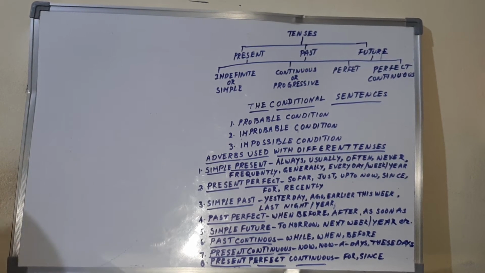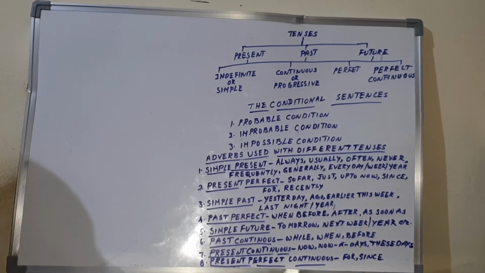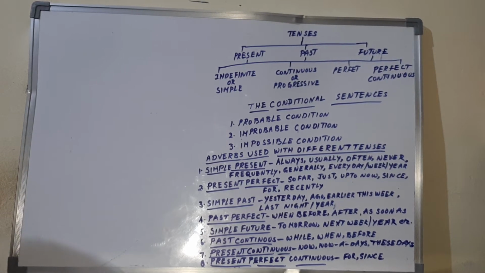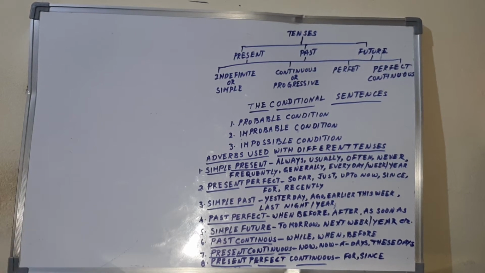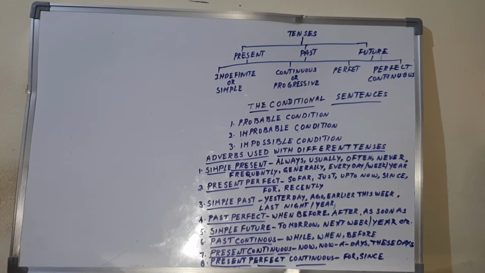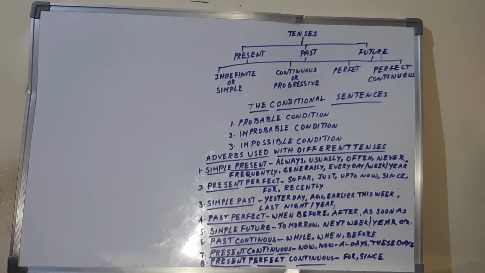There are three tenses: present tense, past tense, and future tense. In the present tense there are four types: simple present, present continuous, present perfect, and present perfect continuous. In the past tense also: simple past, past continuous, past perfect, and past perfect continuous. In the future tense also: simple future, future continuous, future perfect, and future perfect continuous.